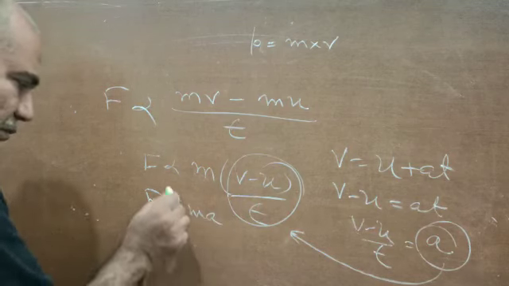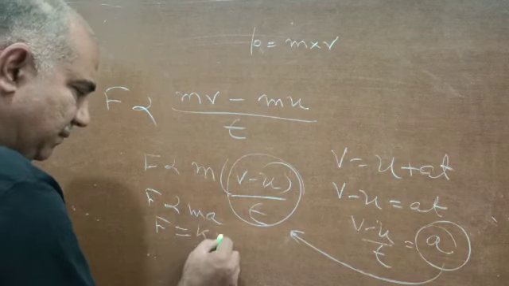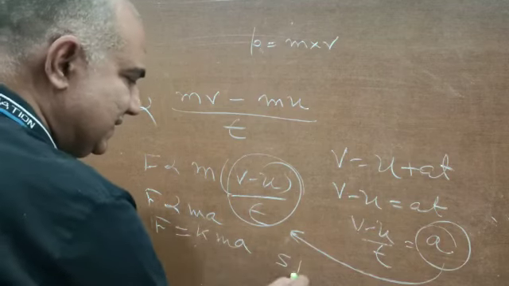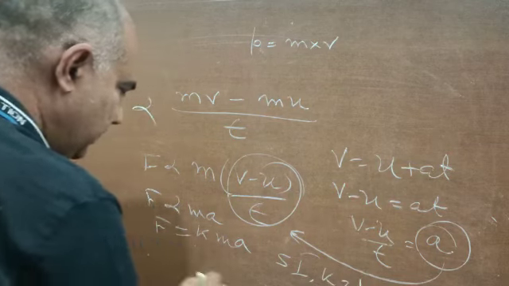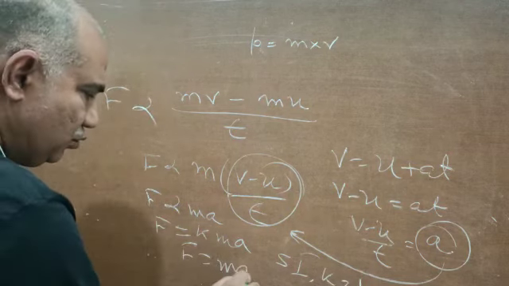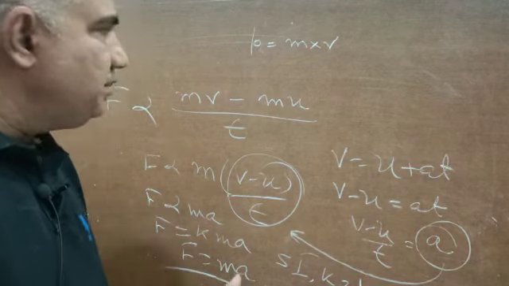For removing this proportionality or changing it into equality, we can use a constant here, KMA. And in the SI system, the value of this K is 1. So your F becomes M into A. This is the derivation of F is equal to MA from the second law of motion.